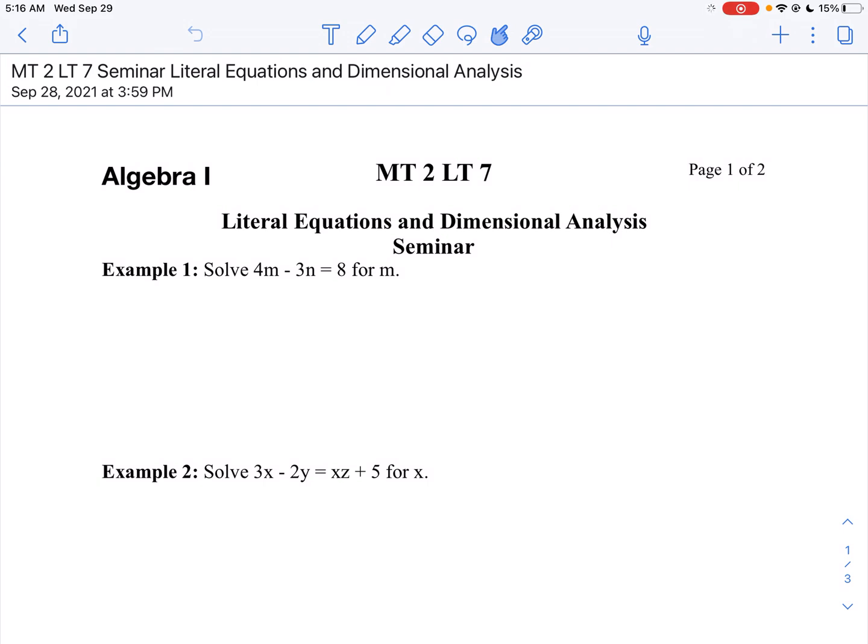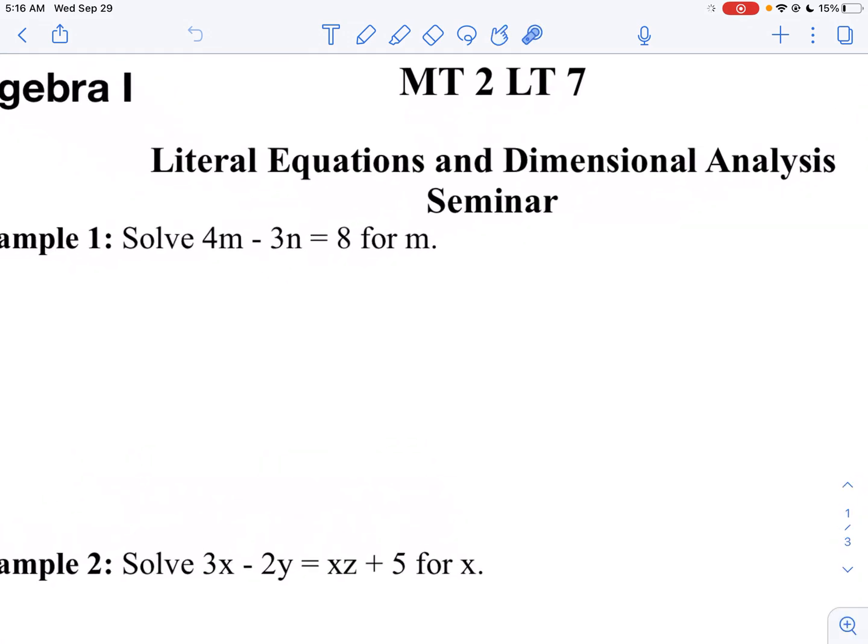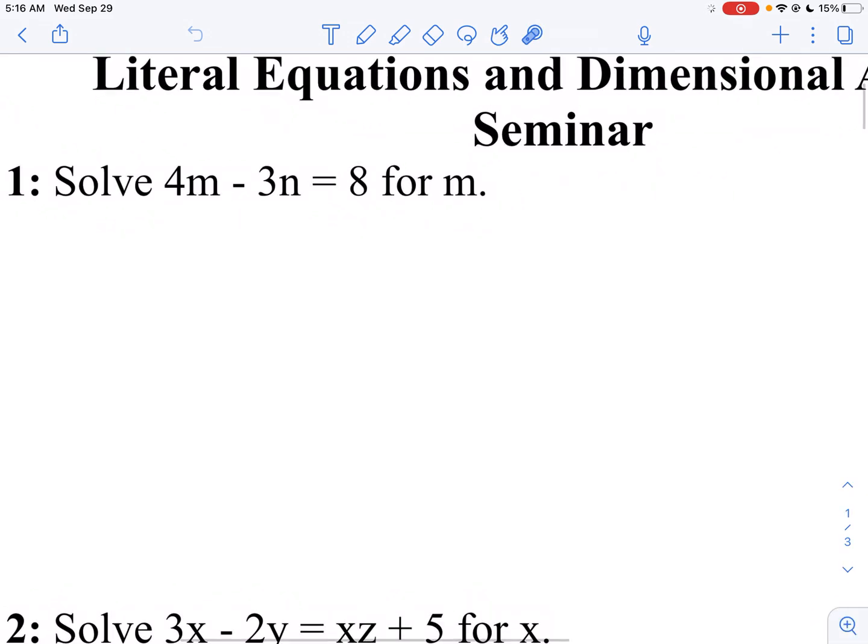First, a literal equation is nothing more than an equation that has more than one letter. It comes from the Greek word liter, which means letter. So when we follow to the letter, that's what literal comes from.